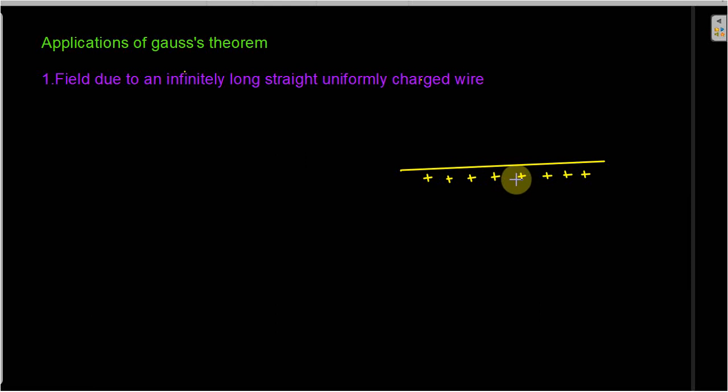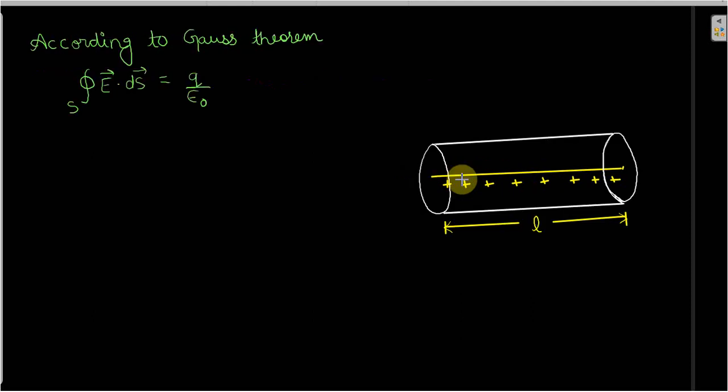To find the electric field we will derive a relation for that, and to derive that relation we will consider an imaginary surface around this wire. So let us consider an imaginary surface around this wire, that is known as the Gaussian surface. Here we have drawn the Gaussian surface. It is a symmetrical surface around this wire, and let the length of this surface be L.